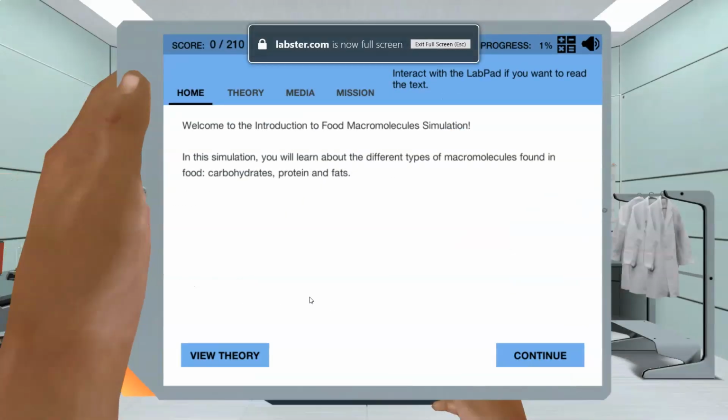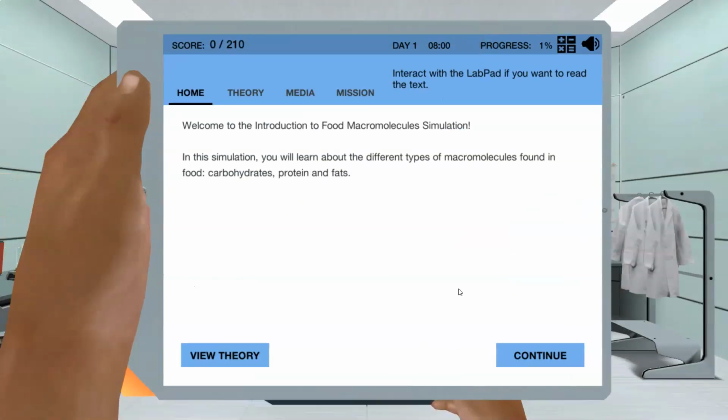Welcome to the Introduction to Food Macromolecules simulation. In this simulation, you will learn about the different types of macromolecules found in food: carbohydrates, protein and fats.